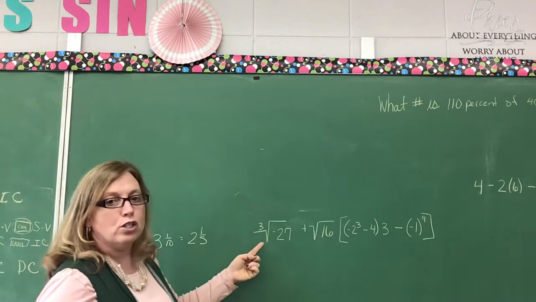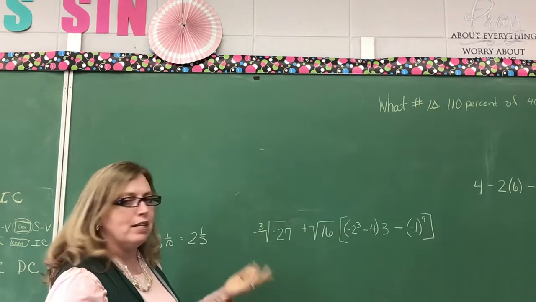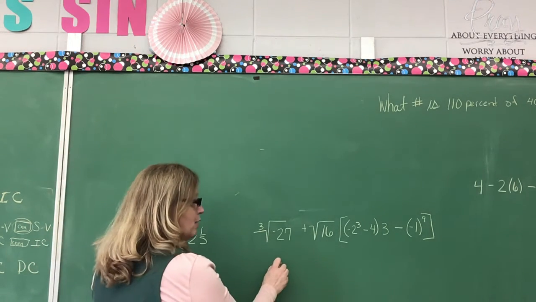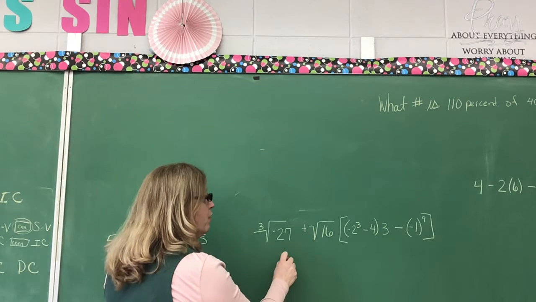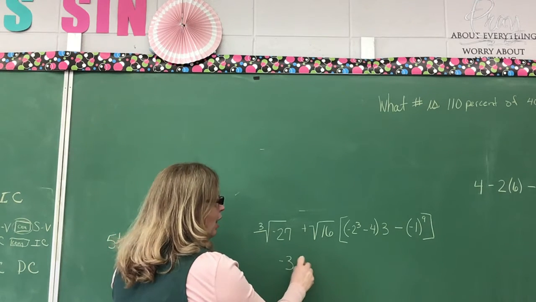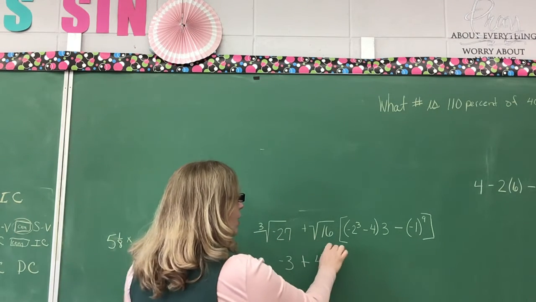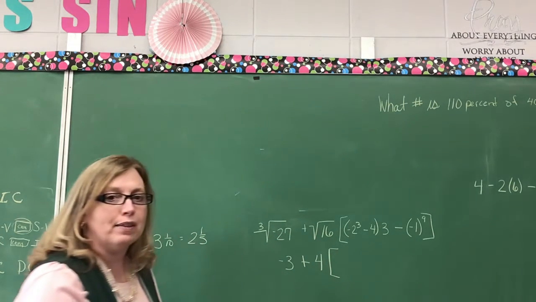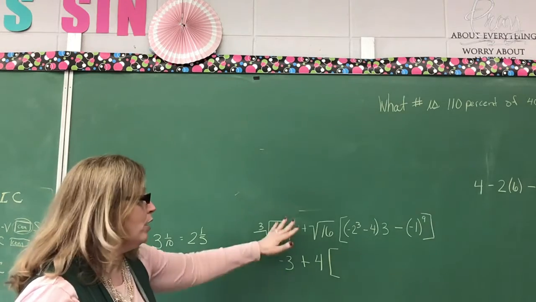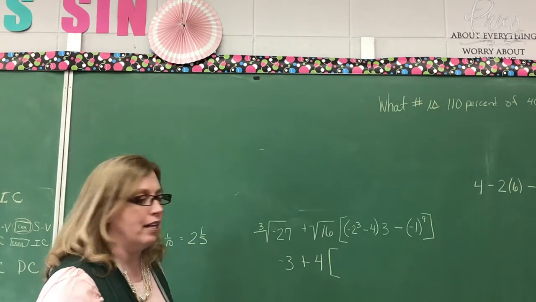We have, what is the third root of negative 27? We've already done this once. That's going to be what? Negative 3 plus the square root of 16, which is 4. Now I have brackets and parentheses. I wasn't able to do these yet because they didn't affect any other numbers.